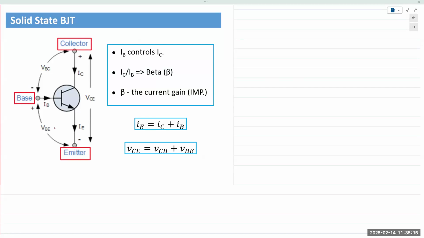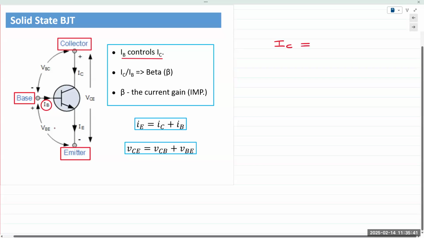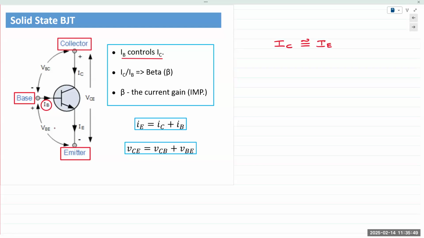Okay, so there is a voltage between collector and emitter. Current flow results from the collector to the emitter. And then the base controls the flow of current from IC to IE. So in a way, we can say that IB controls IC, because IC and IE are going to be very close in value, approximately equal in value. Okay.